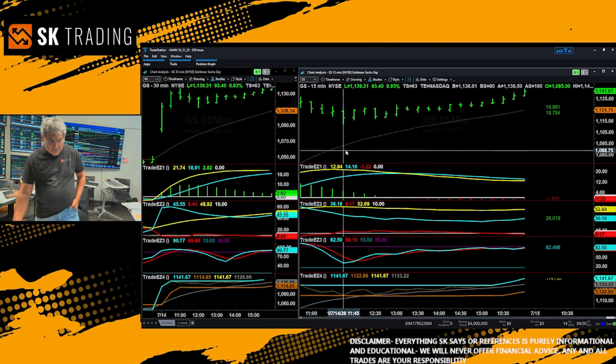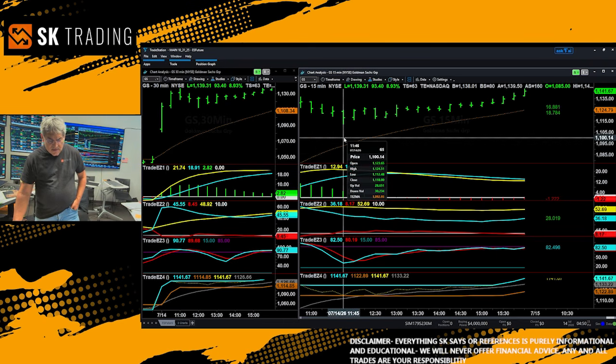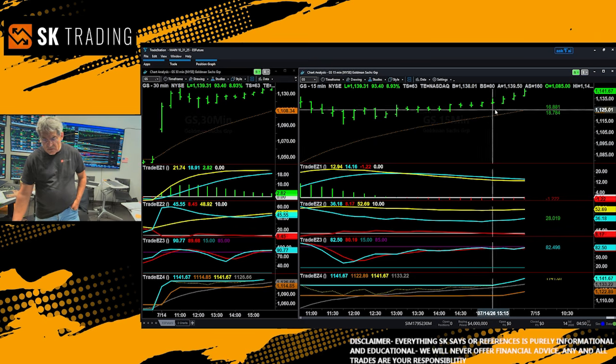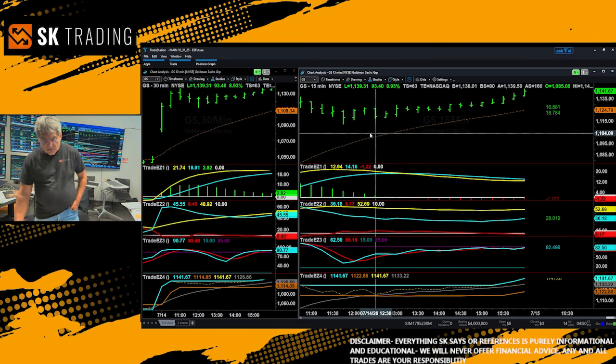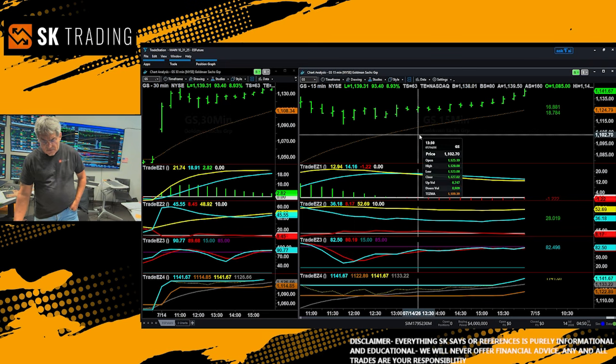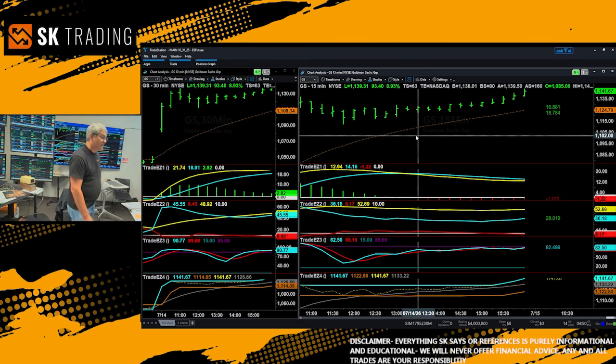You buy the pullback right here on the 15. Got down to 1112 and change. Look at this here. If you held along here, 1, 2, 3, 4, 5, 6, 7, 8 bars. Rallied from 12 to 28. That's not bad. 16, 17 points.